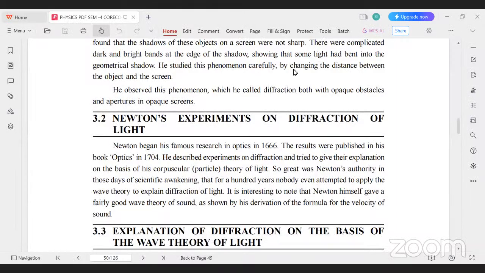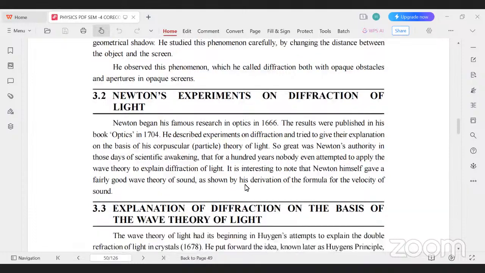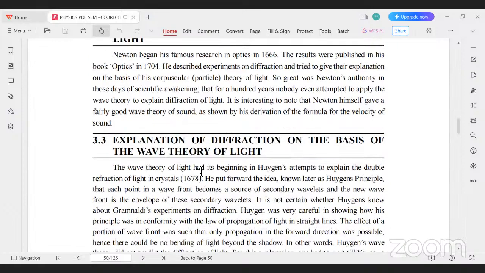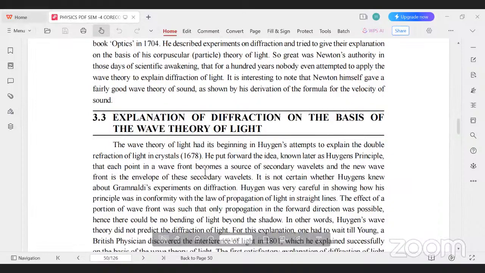Diffraction of the light was being explained. Then coming to the explanation of diffraction on the basis of the wave theory of light. Ultimately we need to discuss the wave theory of light, how Huygens explained it. The wave theory of light had its beginnings in Huygens' attempt to explain the double refraction of light in crystals in 1670.